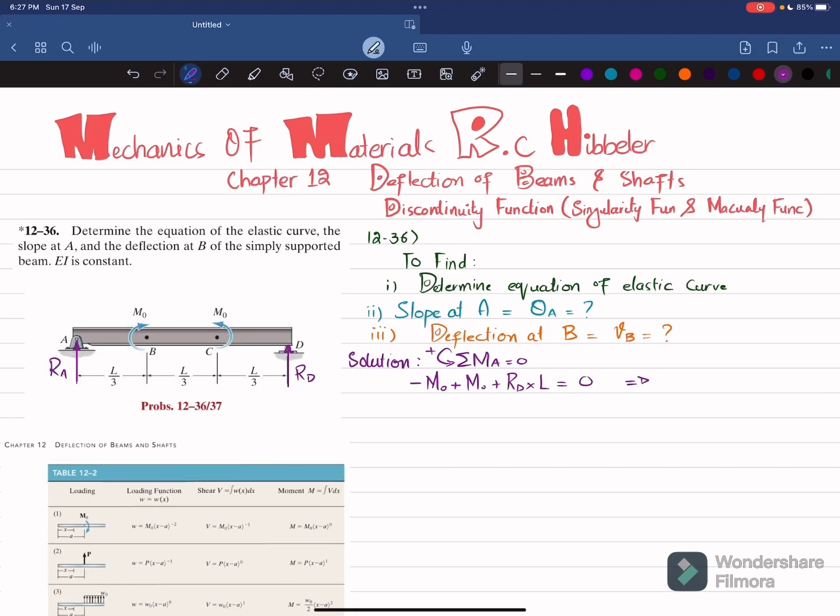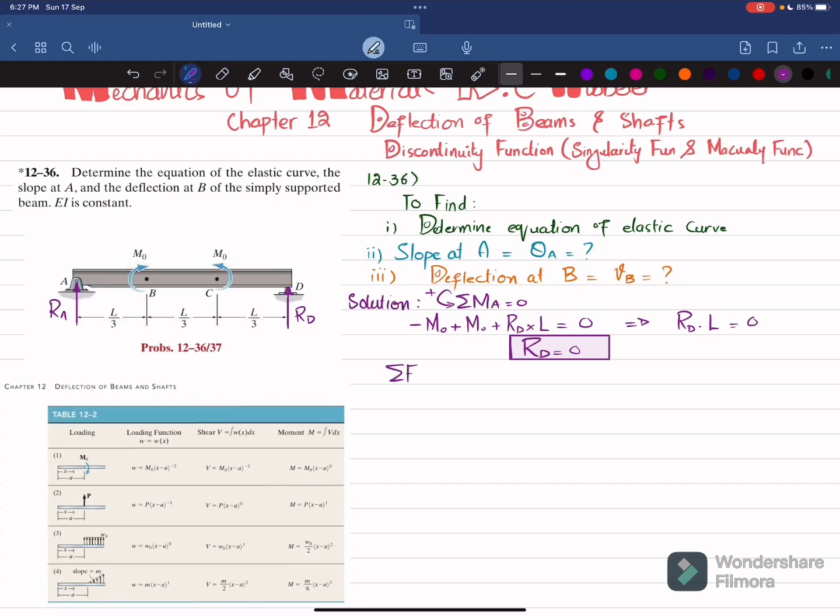So from here you will get Rd into L is equal to 0. It means that the reaction at point D is also equal to 0. So this is Rd. Now you'll find Ra by using another equation of equilibrium, that is the sum of all forces along the y direction must be equal to 0, with upward forces taken as positive.